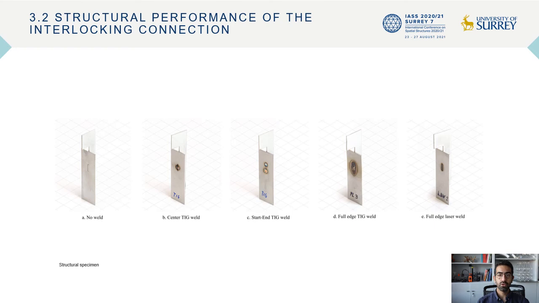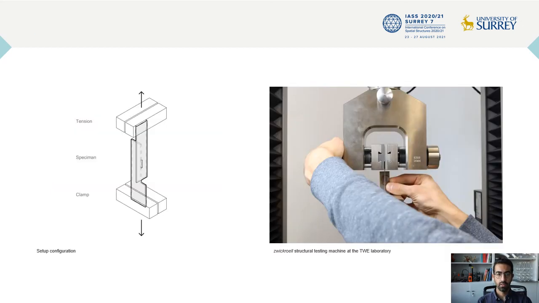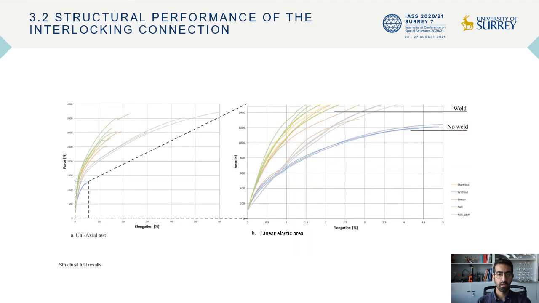To determine the load-bearing capacity of the interlocking connections, a simple model was abstracted for the uniaxial test. Different specimens with different placement and amount of weld were fabricated to measure the impact of the welding on the structural performance and stiffness. The structural tests have been carried out in TFF lab. Focusing on the linear elastic area of the test demonstrate although the full edge welding has the highest impact on structural performance, single point welding series already provides double the stiffness compared to no weld connections.